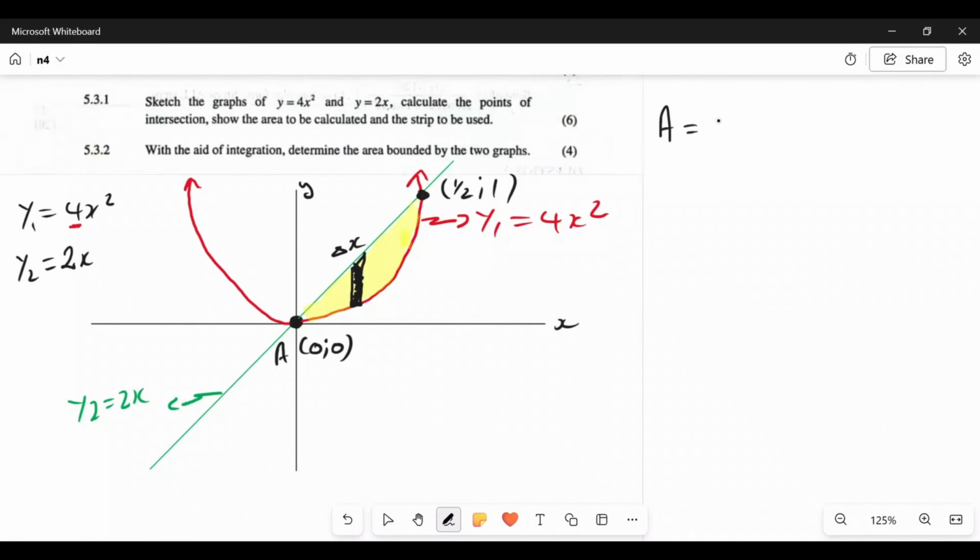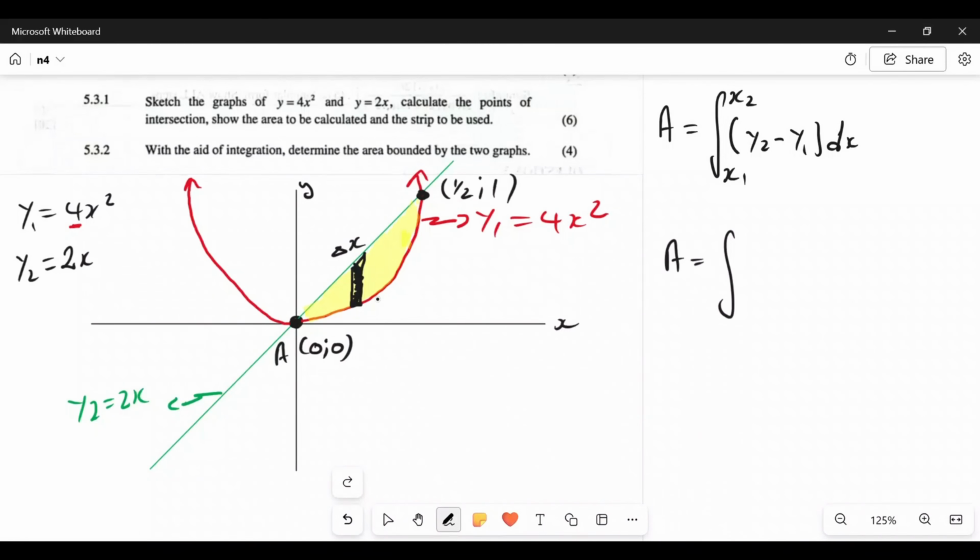A is equal to sigma. The upper limit, let's say, is x2. The lower limit, let's say, is x1. Then inside here, we have y2 minus y1. I'll explain this later on, multiplied by dx. Now, let's start. Remember, we have area, which is equal to sigma. Now, x2 is the upper limit.